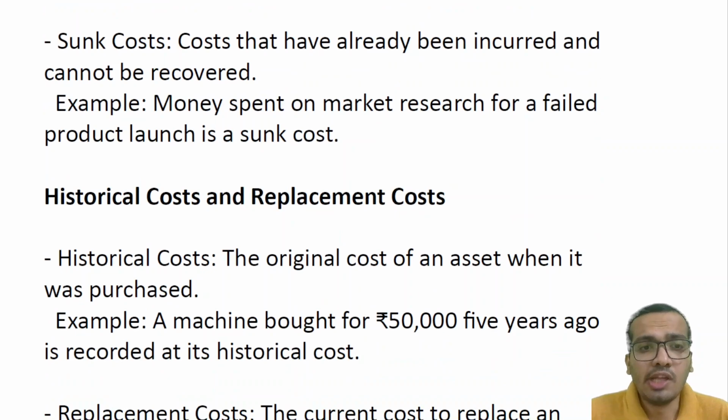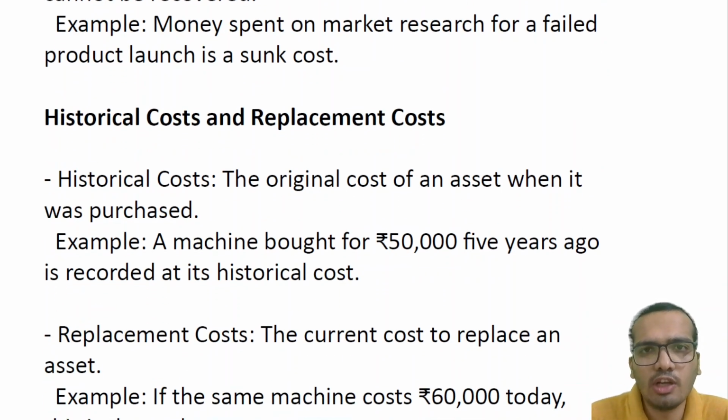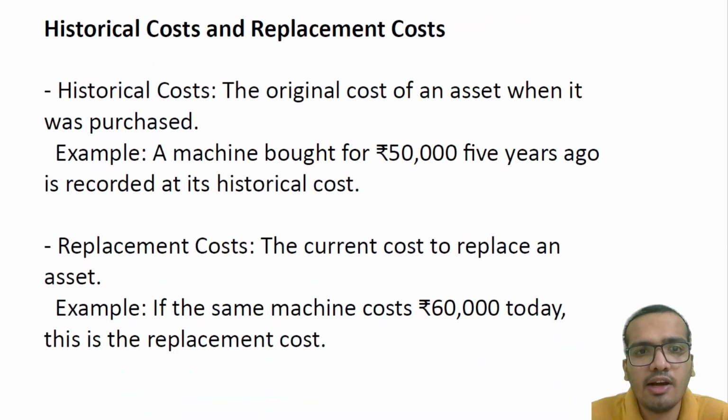Then comes historical cost and replacement cost. Historical cost, the original cost of an asset when it was purchased. Asset means simply you could say anything that adds some value, could be land, furniture, plant and machinery, etc. Example, a machine bought for rupees 5000 5 years ago is recorded at its historical cost.